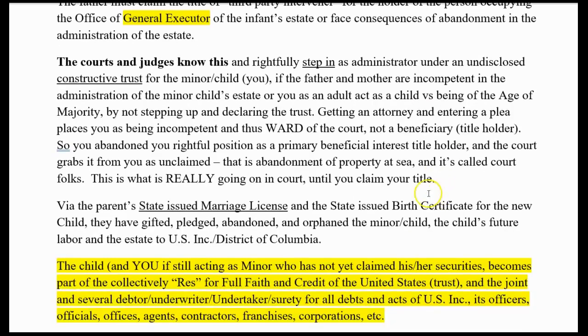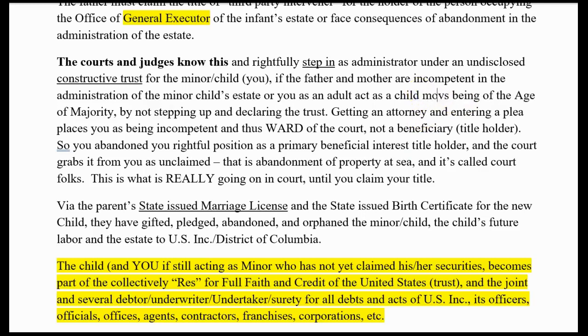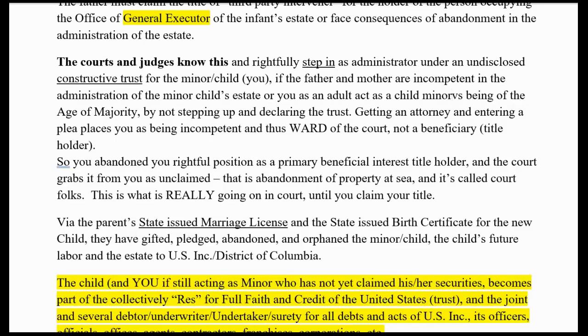The courts and judges know this and rightfully step in as administrator under an undisclosed constructive trust for the minor child, who is basically you. Okay, you might have one who is your child, but then you're still a child even after age 18, which you're going to see here in a minute. Legally, if the father or mother are incompetent in the administration of the child's estate, or you as an adult act as a child, which we do all the time, minor, that's another term, versus being of the age of majority, and a very important term to learn.